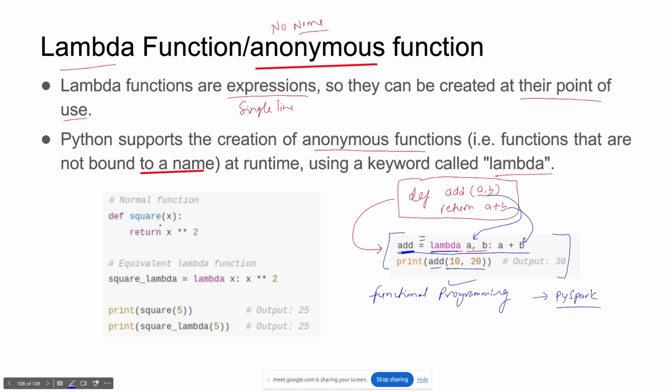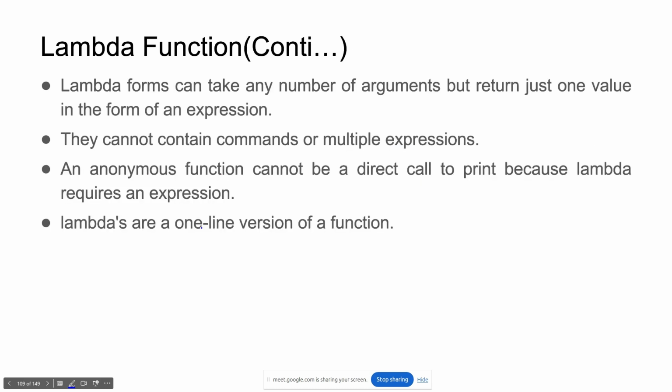Now you can see another example. This is your normal function, square, where we are squaring x. Now I can write the same function like this: lambda x colon x square, and this is your square lambda. Whenever you call it, it will return 25. It will also return 25. So lambda is a single line function. Let me show you more applicability of this, but before this, I think we should do some examples.